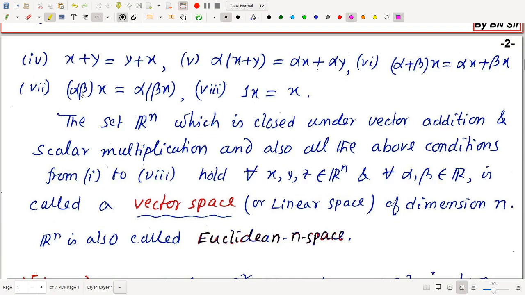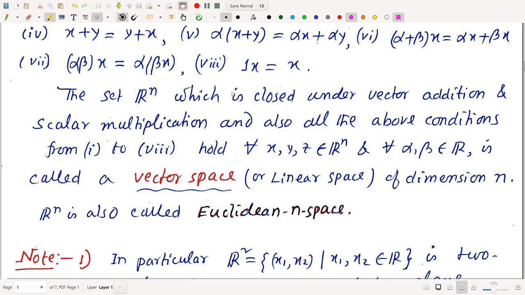Then number 7 is (alpha beta)x = alpha(beta x). Here the associative property is also used: scalar multiplication is associative. Then the last one is 1x = x, where 1 is unity, the real number 1.